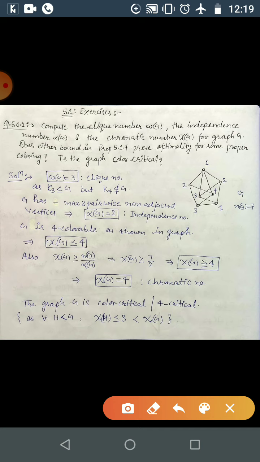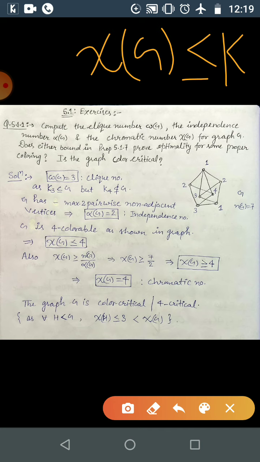That's why the independence number becomes 2. So clique number 3, independence number is 2. Okay, and we have to find the chromatic number. So for chromaticity, first you need to show that this graph has a proper k-coloring, that is, it is k-colorable. Then you can say the chromatic number is at most k. If there exists any k-coloring for a graph, then you say the chromatic number is less than or equal to k. Correct?